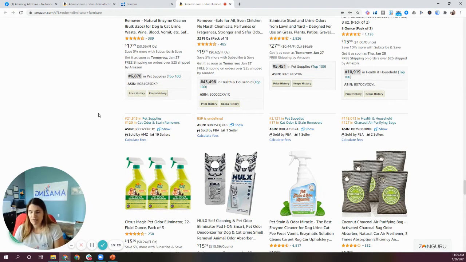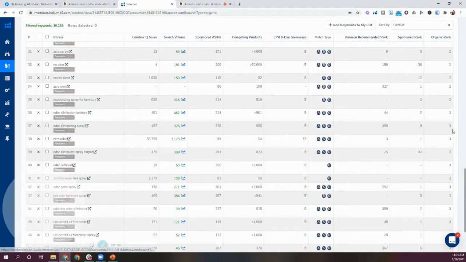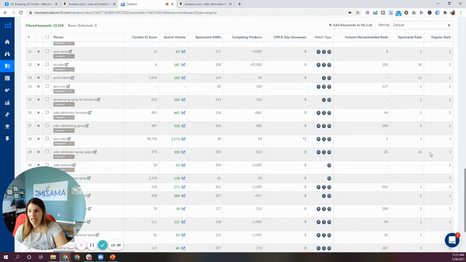So utilize these tools. It's a really great way to see. What I love about Cerebro over other keyword tools is that it's showing me this organic ranking position for not only my own products, but for other products. And it allows me as well to see that search volume in the same window, right? So we see zero odor. I wonder what that's about.